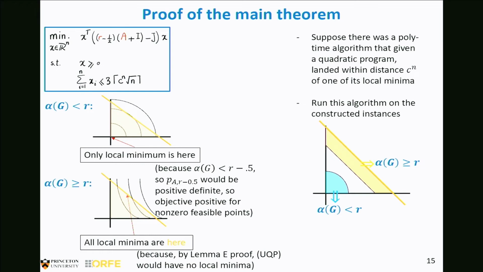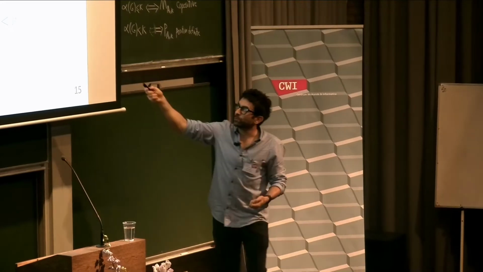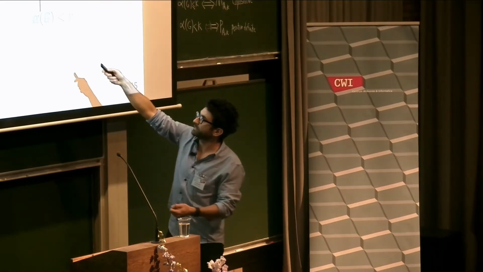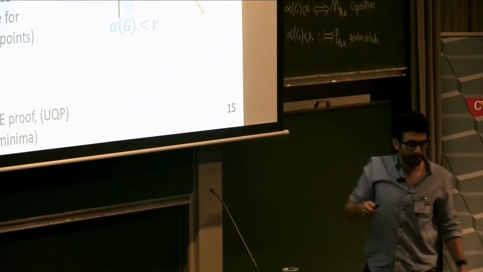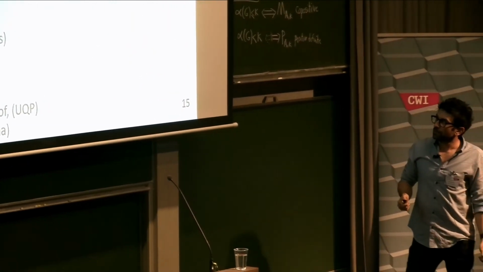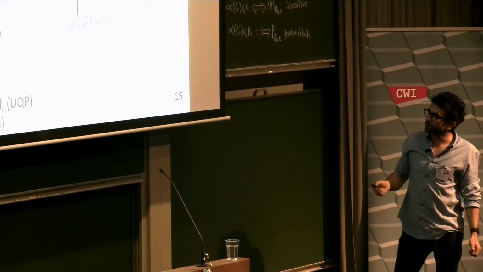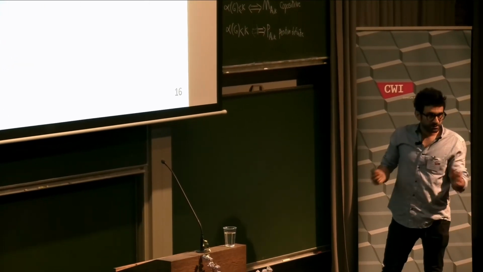So the algorithm is never going to land in the white area. That comes as a guarantee, because it always has to be within c to the n of some local min. If the local min was here, the algorithm would end up somewhere here. If the local min were on the orange line, the algorithm would end up somewhere there. So we can run the algorithm, see where it lands, and based on that, reverse engineer and see whether we are in this case or that case. So this is the end of the proof.